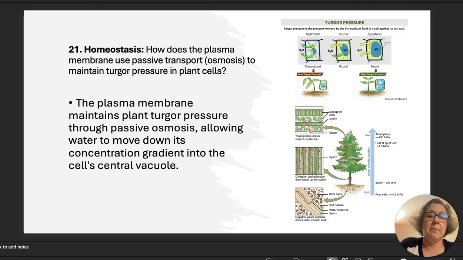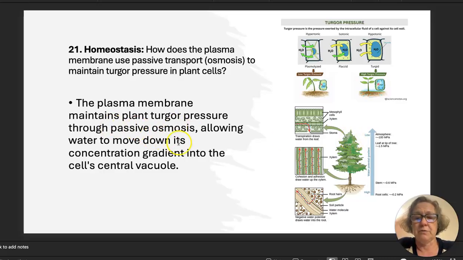Homeostasis. How does the plasma membrane use passive transport osmosis to maintain turgor pressure in plants? So the plasma membrane maintains turgor pressure through passive osmosis. So this is our whole passive osmosis all the way up from the root, the little tiny root hairs, all the way through the xylem mostly and phloem all the way up to the top.